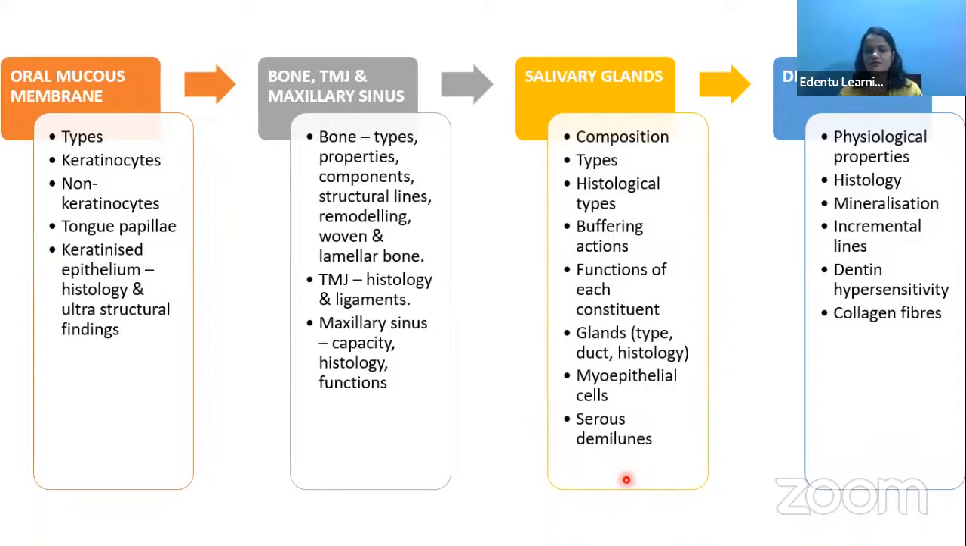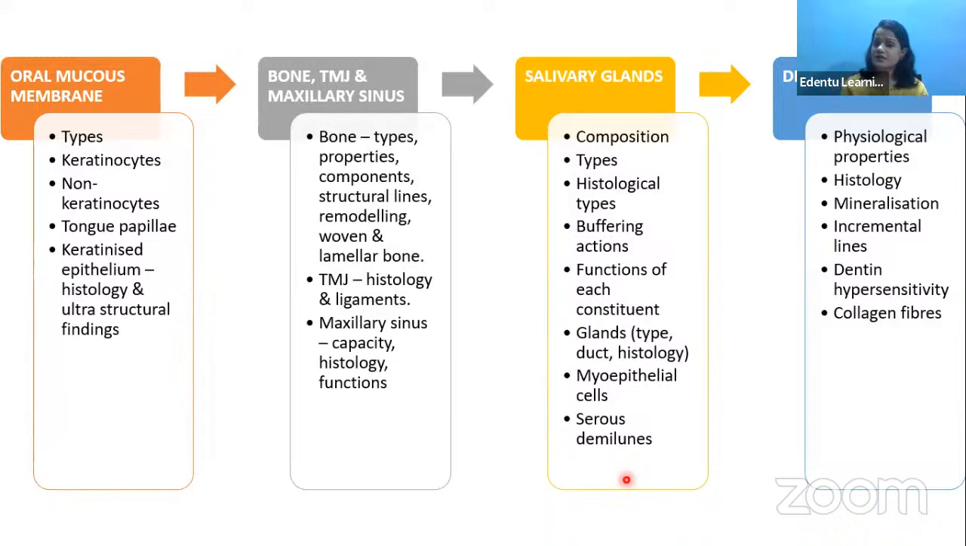Then the TMJ again, the development time and the parts of the TMJ, and the articular disc and the synovial membrane and the histology also. Okay, mainly in dental histology, read about the histological part also. Okay, maxillary sinus, the lining, sinus histology, the capacity, and the draining areas. Okay, that's all enough about the maxillary sinus.